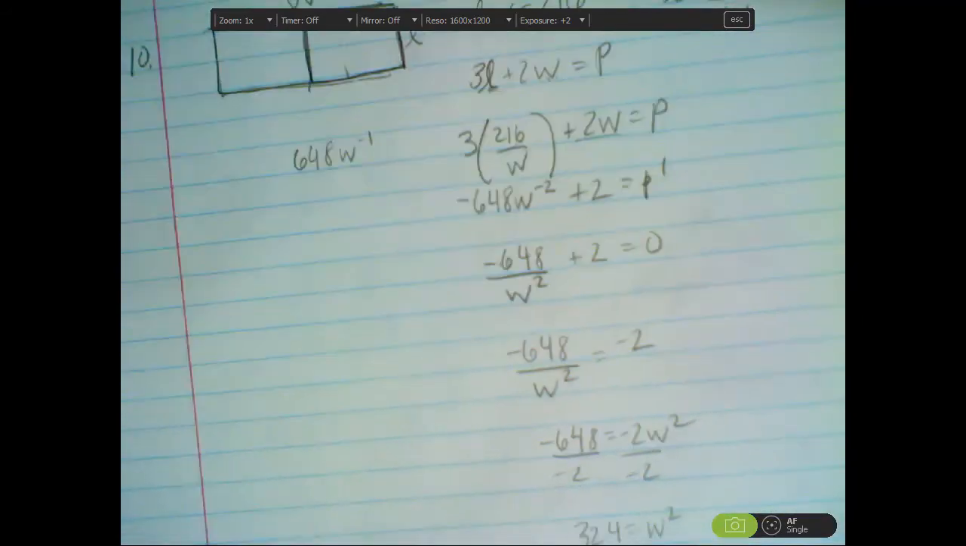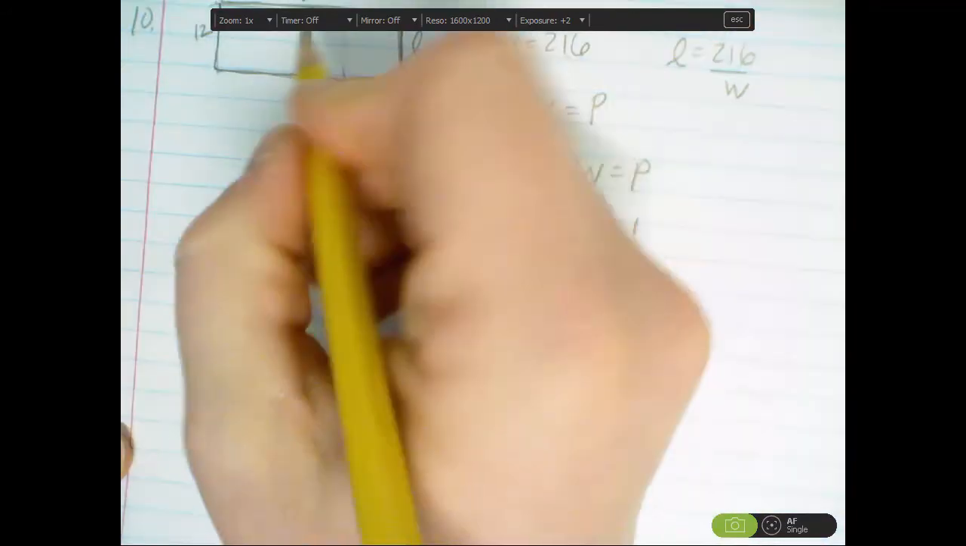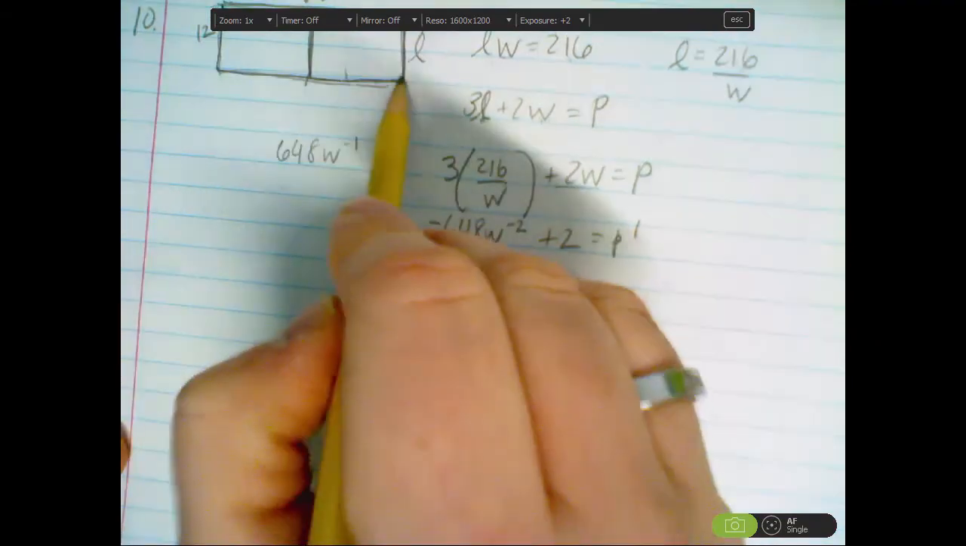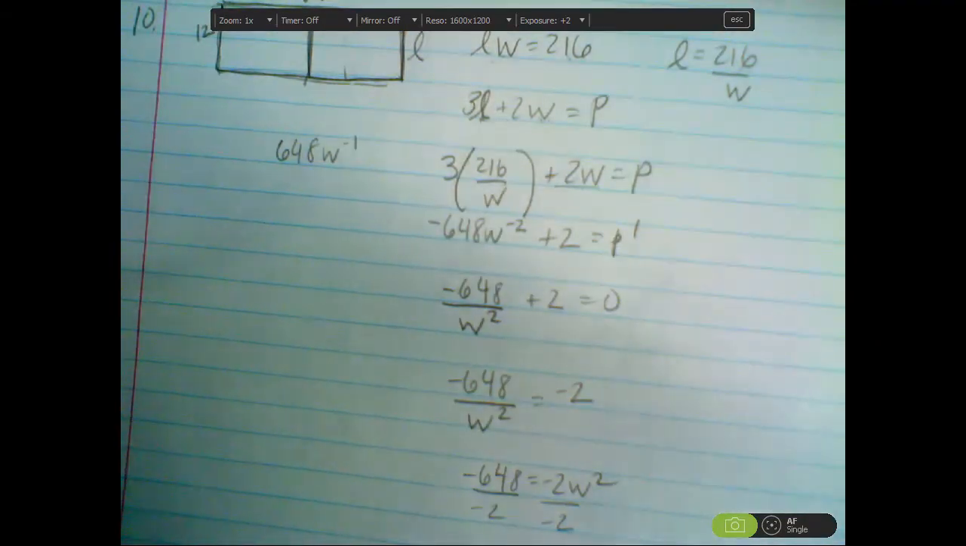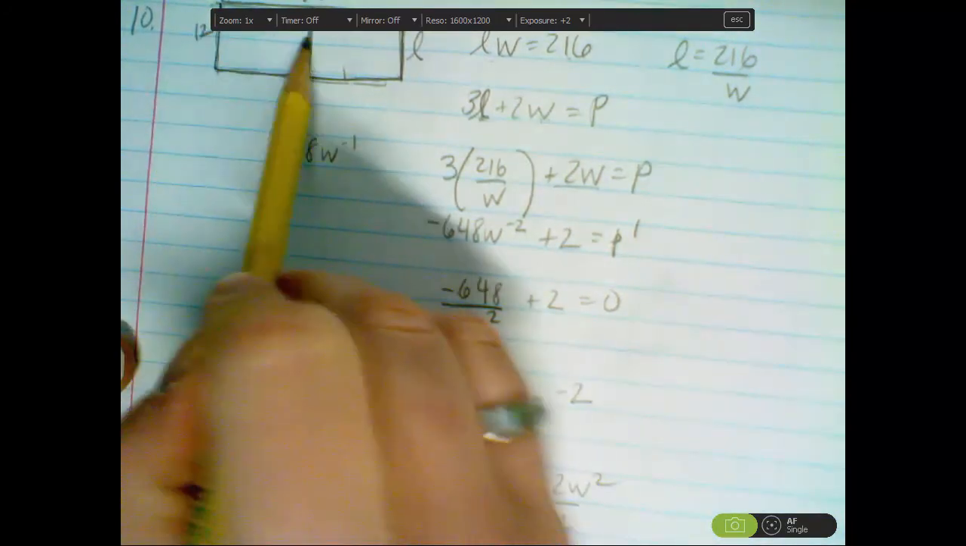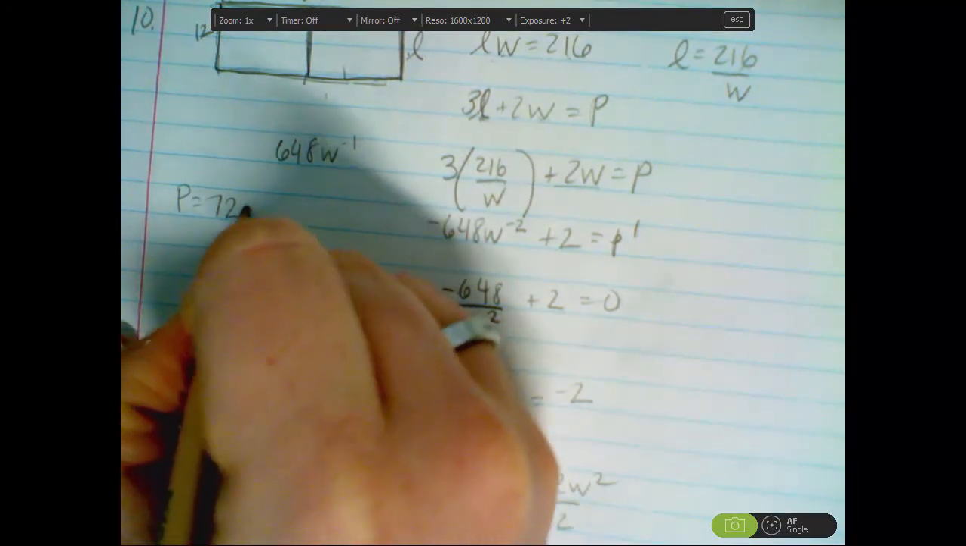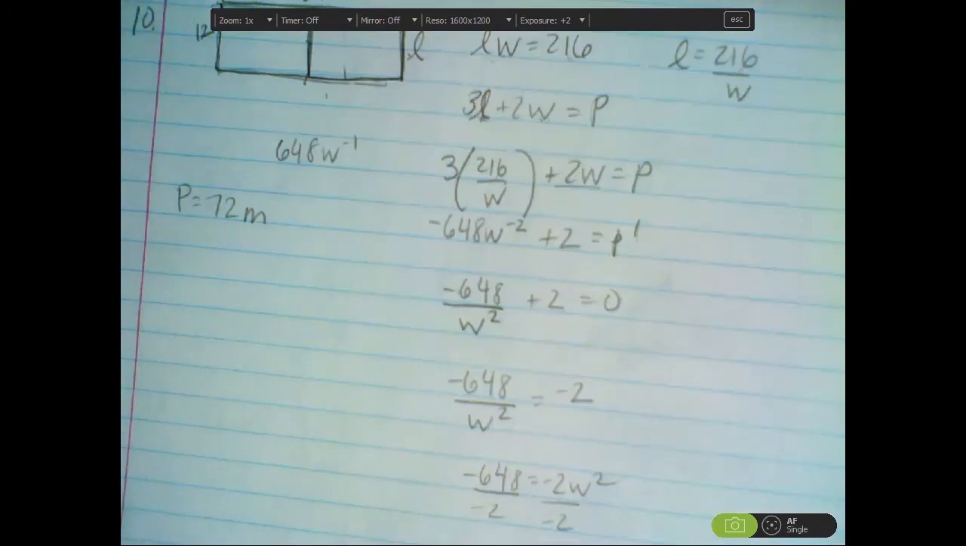Which makes L equal 12. And so the dimensions of your outer rectangle would be 18 by 12. And the total length required would be 12 plus 12 plus 12 plus 18 plus 18, which would be 72 meters of fence.